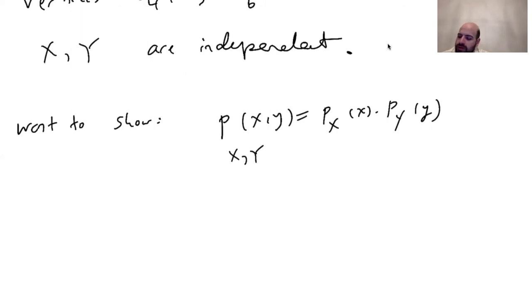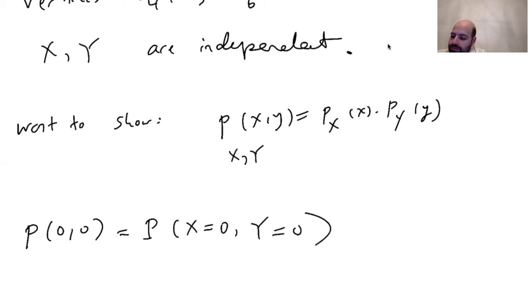Okay, so now this has to be true for every x and y. What are the small x and small y? The possible outputs of capital X and capital Y are either 0 or 1. So first I can check it for 0. Let's say small p of 0 and 0. What does this mean? This means the probability that capital X is equal to 0 and capital Y is equal to 0. We want to find the probability that X equals 0 and Y equals 0.